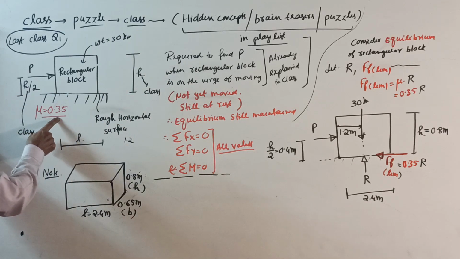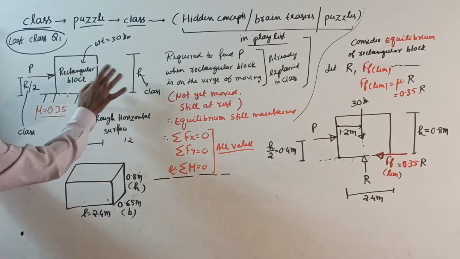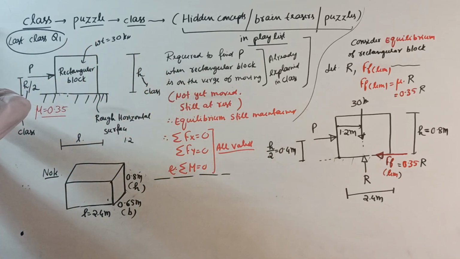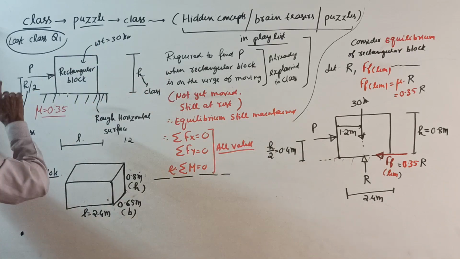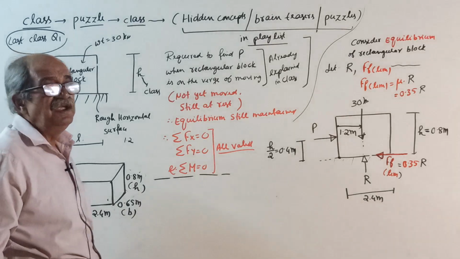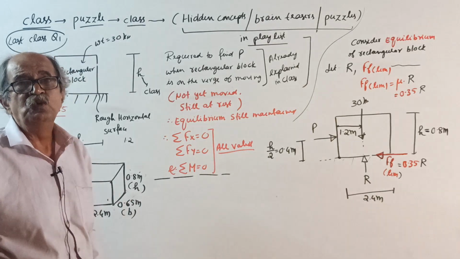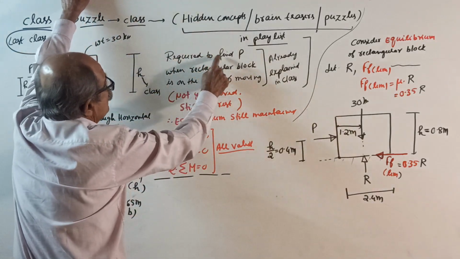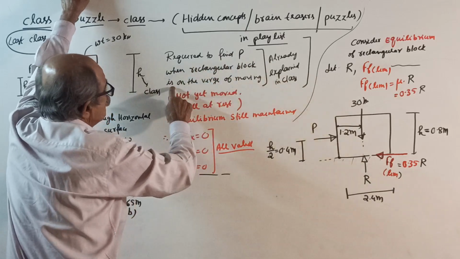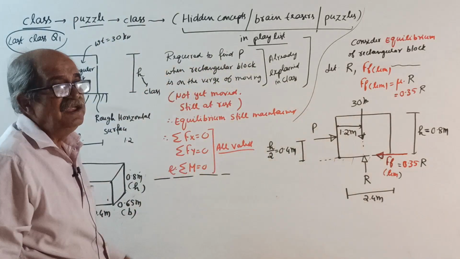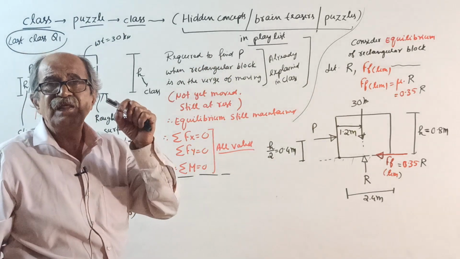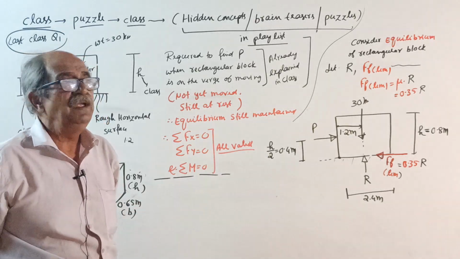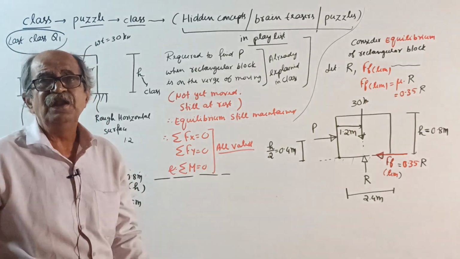Mu is 0.35, given. And don't worry about this h and p by 2. Then a force P is applied on the right side. Find the least value of P required to move the block. That means required to find P when the rectangular block is on the verge of moving, because least force means you require either a little more than that force. The answer came 10.5 kilonewton, meaning 10.5 means it is on the verge of moving.